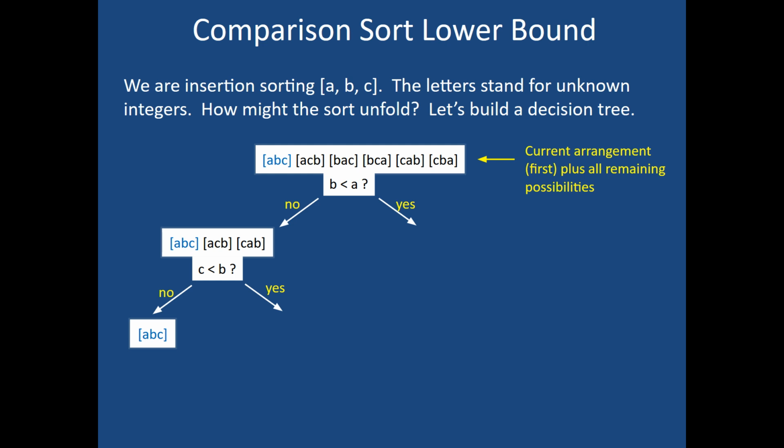So back to here. The array is one of these three possibilities. Insertion sort's looking at A, B, C. We just looked at what happens when the answer is no. What happens when the answer is yes? So what if C is less than B? What's ruled out at that point? Anything that has C after B, and so that's A, B, C. So we're just left with the two possibilities here.